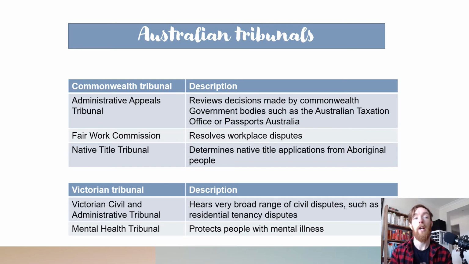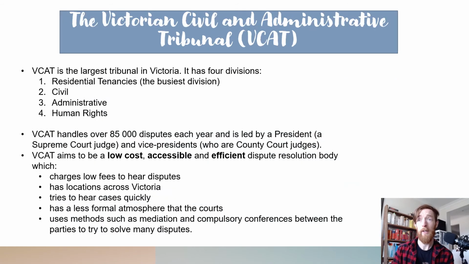And then in Victorian tribunals, we've got the Victorian Civil and Administrative Tribunal, which is also known as VCAT, which we're going to look at in more detail on the next slide. It's going to be the main one that we look into. It hears a very broad range of civil disputes, such as residential tenancy disputes. And then the Mental Health Tribunal, which protects people with mental illness to make sure they're not taken advantage of by others. So to look at VCAT in more detail, the Victorian Civil and Administrative Tribunal.